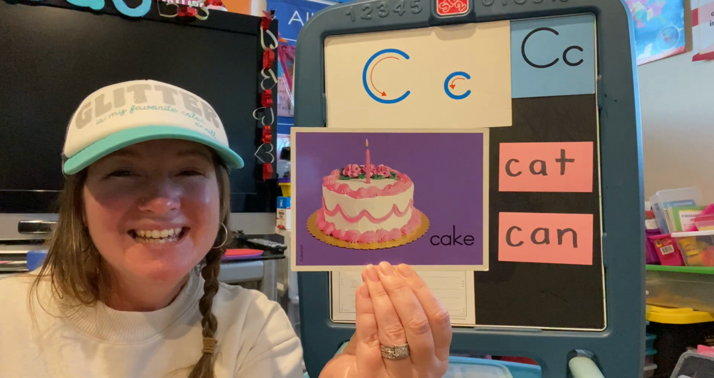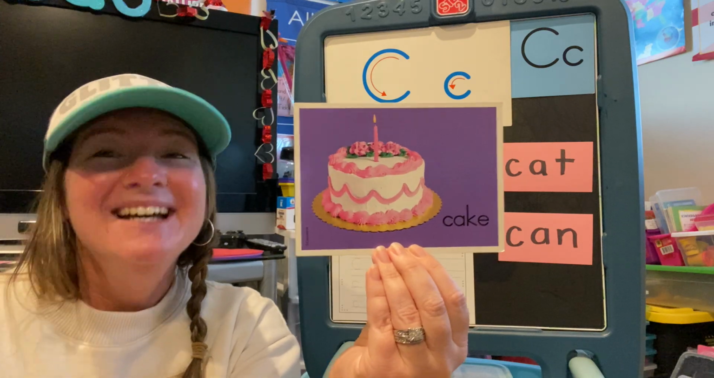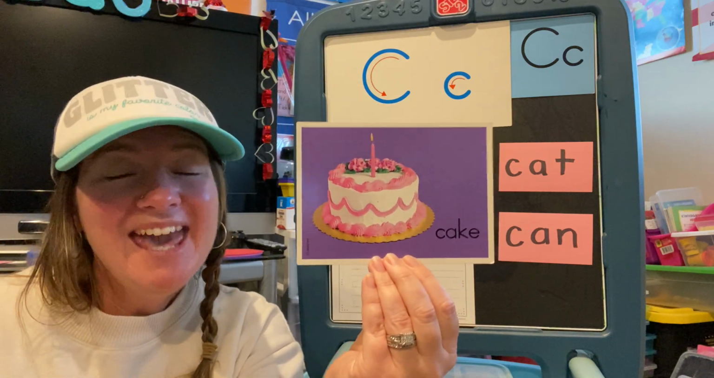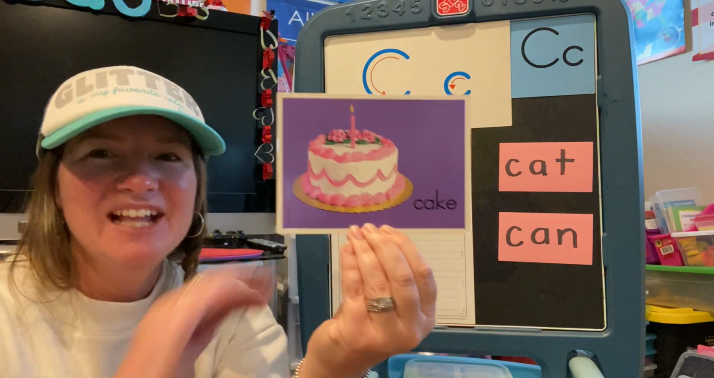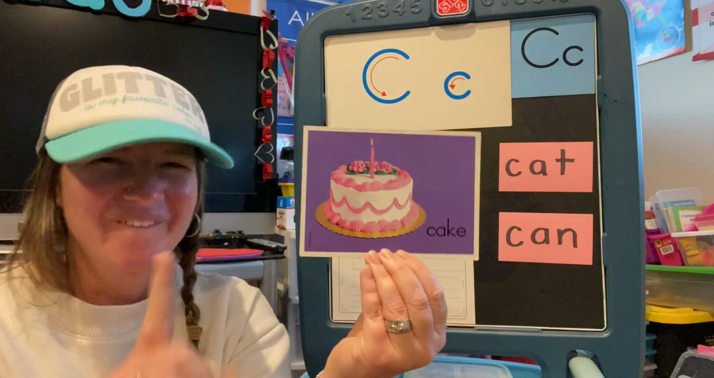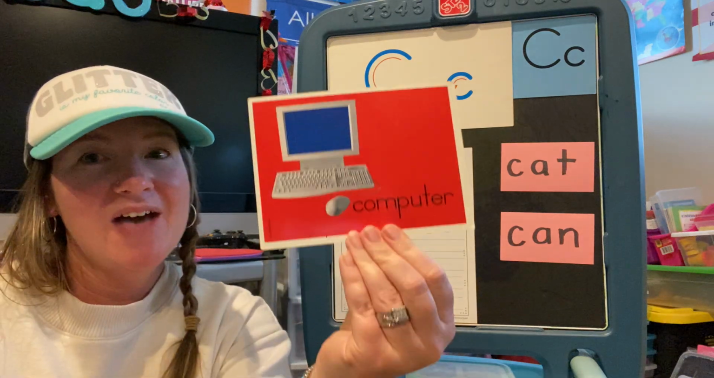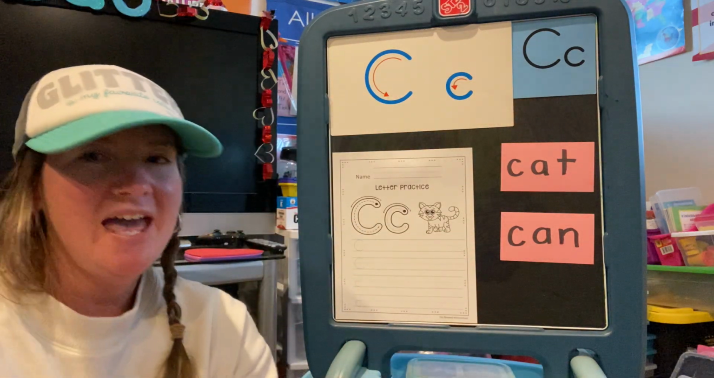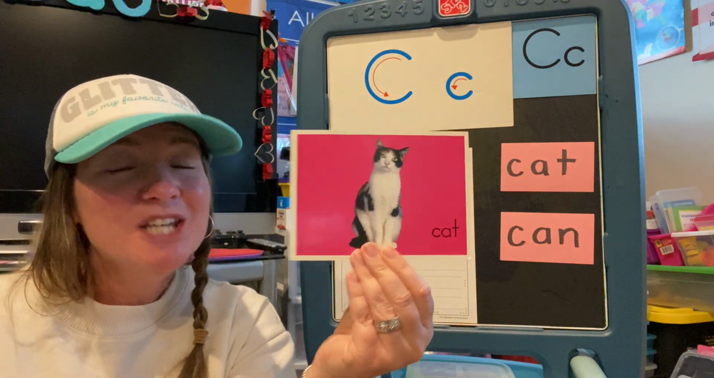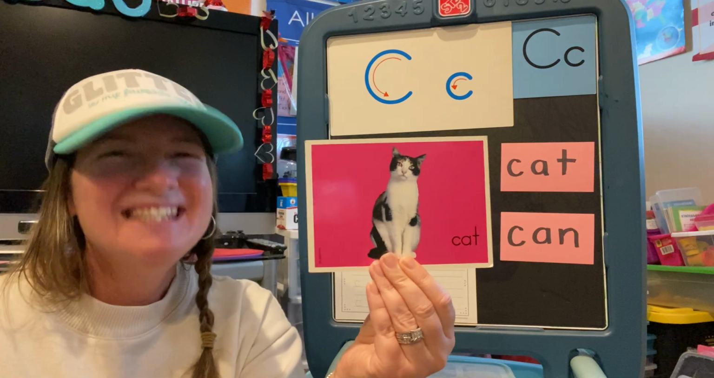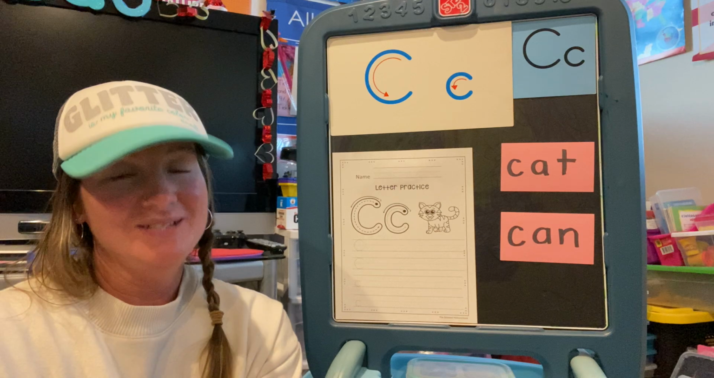What is that? Yes, yummy, delicious. Cake. Cake. And clap it out. Cake. 1 syllable. Great job. So one more time, we have cake. We have computer. We have cookies. And we have cat. And all those things start with what letter, pandas? C. Good. And all those things make the k sound, C, right?